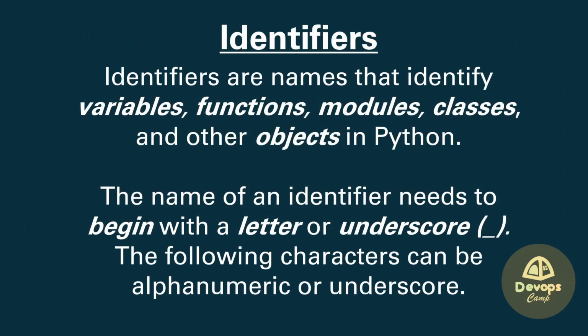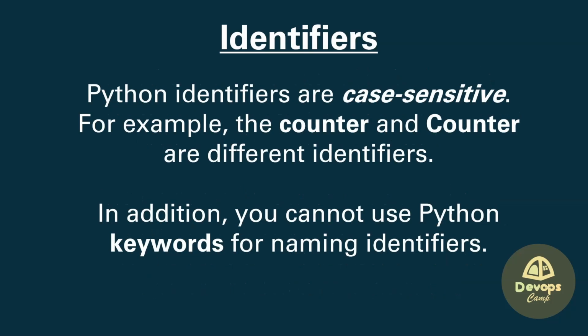Identifiers are names that identify variables, functions, modules, classes, and other objects in Python. The name of an identifier needs to begin with a letter or underscore. The following characters can be alphanumeric or underscore. Python identifiers are case-sensitive. For example, the counter with lowercase c and with the uppercase C are different identifiers. In addition, you cannot use Python keywords for naming identifiers.